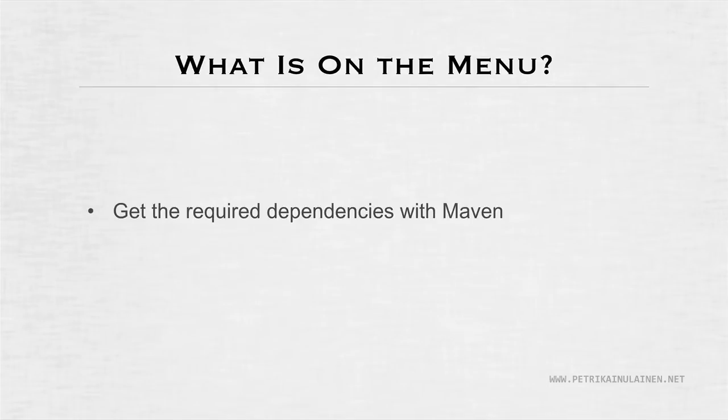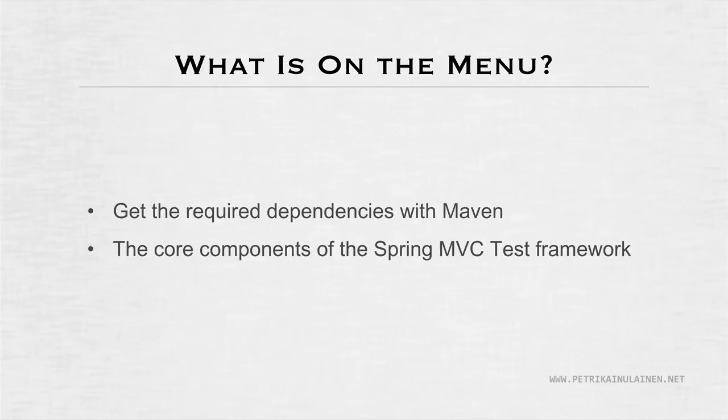This tutorial is divided into three parts. The first part describes how we can get the required testing dependencies with Maven. In the second part, we will take a quick look at the core components of the Spring MVC Test Framework. We will also learn what role these components play in a typical unit test. The third part describes how we can write unit tests for a REST API.